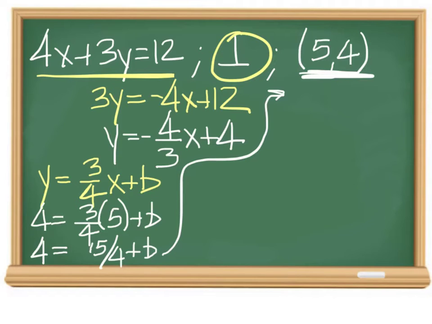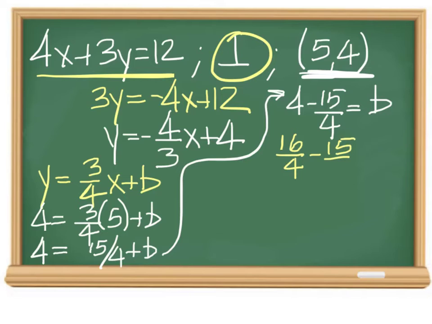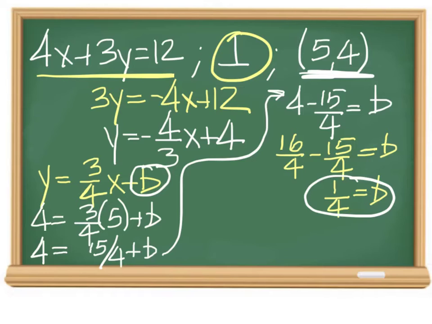You have to move the 15 over 4 to the left-hand side and make it minus. You need a common denominator of 4. That would make this 16 over 4 minus 15 over 4. So you're left with 1/4. You will insert this 1/4 in for b there. So your final answer is y equals 3 over 4 x plus 1 over 4.